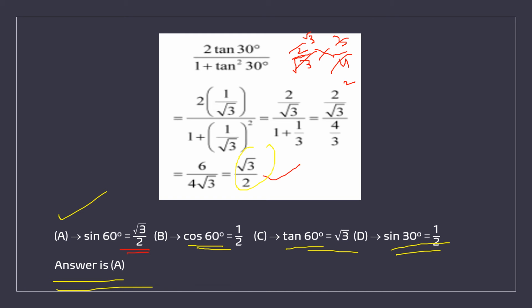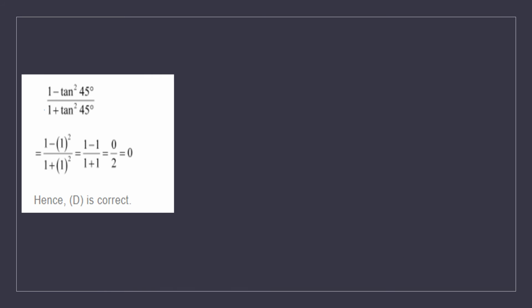Okay, let's move to the next one. Next one is 1 minus tan square 45 degrees by 1 plus tan square 45 degrees. Tan 45 degrees is 1. With that, tan square 45 is tan 45 degrees whole square, that is the square of tan 45. Tan 45 is 1, that's why 1 square. 1 minus 1 square by 1 plus 1 square, that is 1 minus 1 by 1 plus 1. 1 minus 1 is 0 by 2. 0 by 2 is 0. As option D is 0, hence D is the correct option.